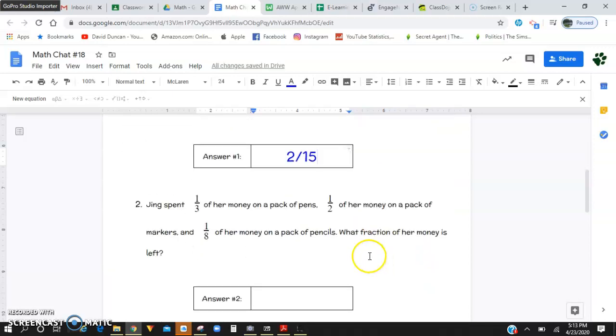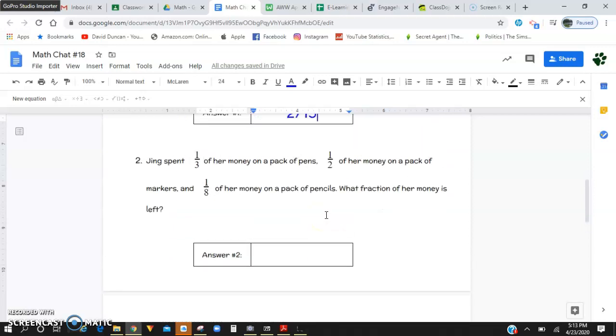I'll start you guys off with number 2, and then I'm going to have you finish number 2 on your own and then do 3 and 4 completely independently. So number 2: Jing spent 1/3 of her money on a pack of pens, 1/2 of her money on a pack of markers, and 1/8 of her money on a pack of pencils. What fraction of her money is left?